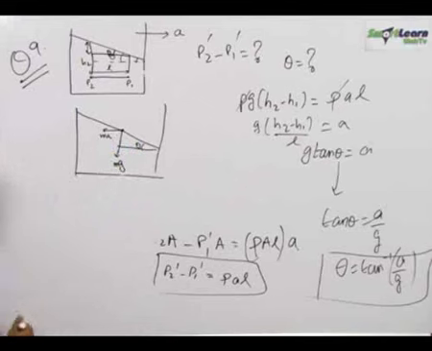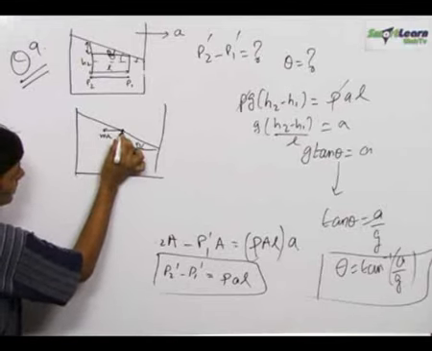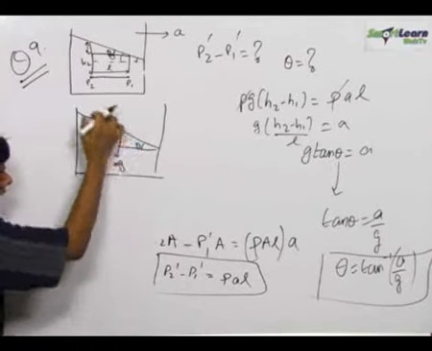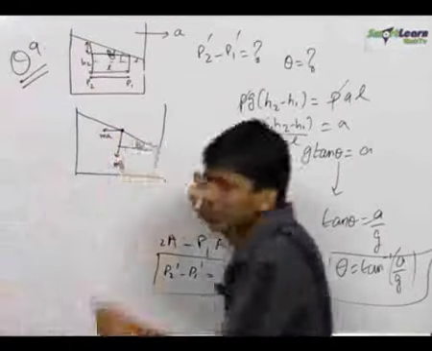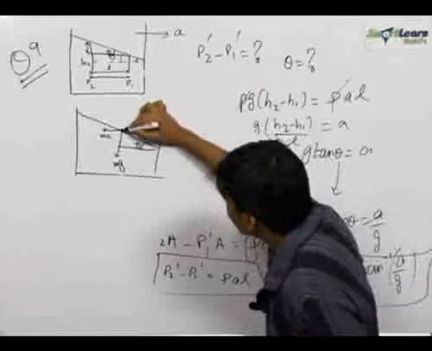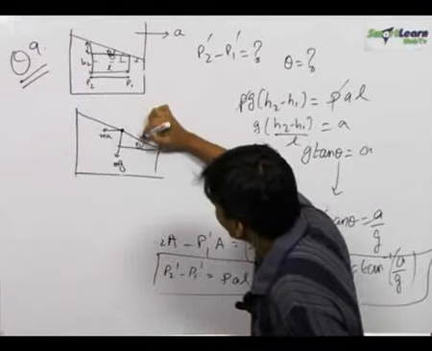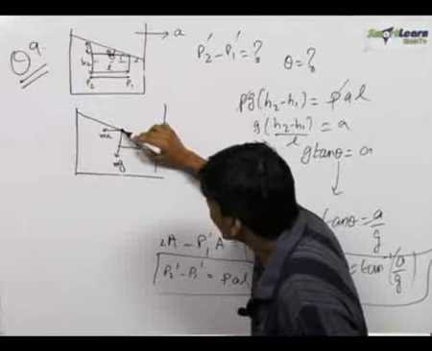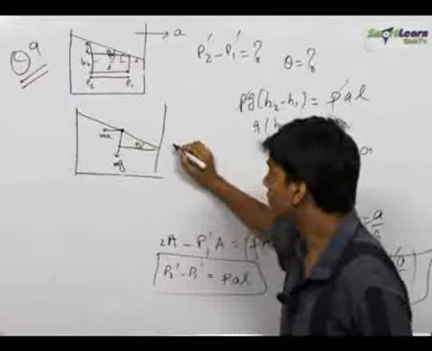Now the acceleration of this point mass of water along the surface has to be 0, since this particle of water is not moving along the surface. Therefore, the acceleration of this particle along the surface should be 0.